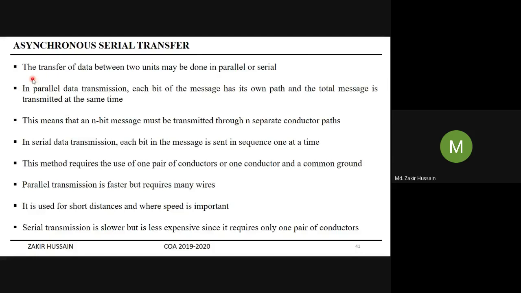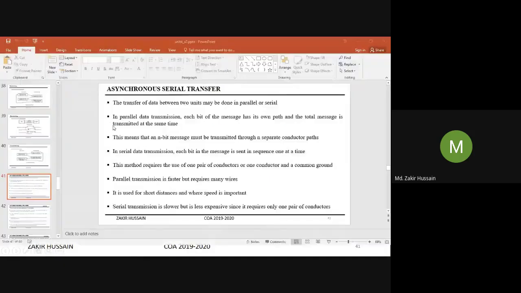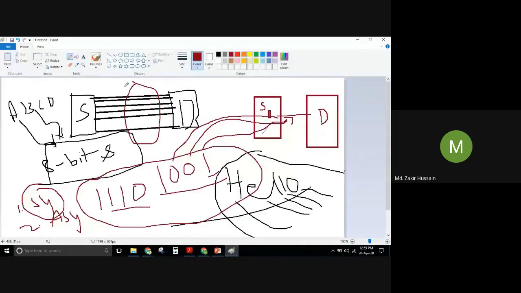The transfer of data between two units may be done in parallel or serial. This you have seen. In the paint software, we have demonstrated this. In parallel data transmission, each bit of the message has its own path, and the total message is transmitted at the same time. At the same time means, again, I have to go back here. In one shot, all these bits are transmitted in parallel, for example 1, 1, 1, 0, and then 1, 0, 0, 1.